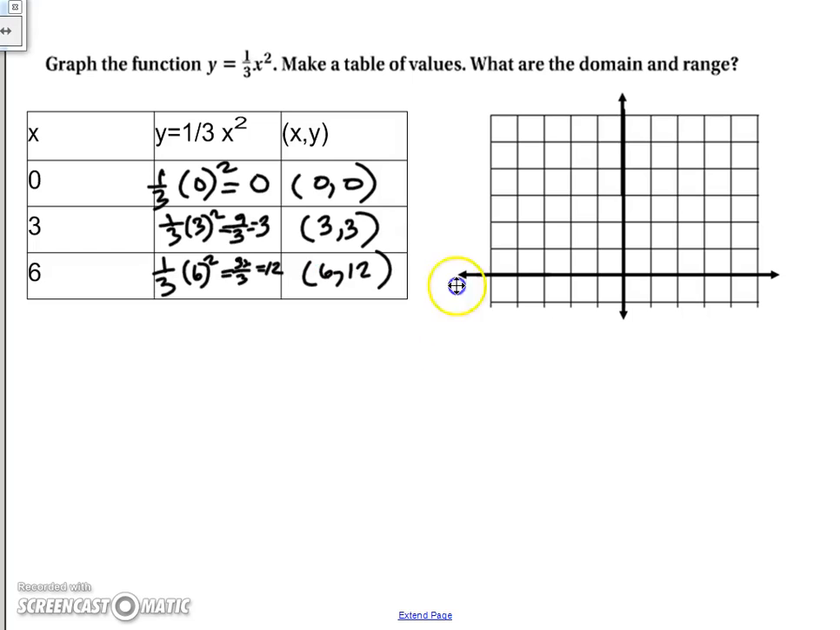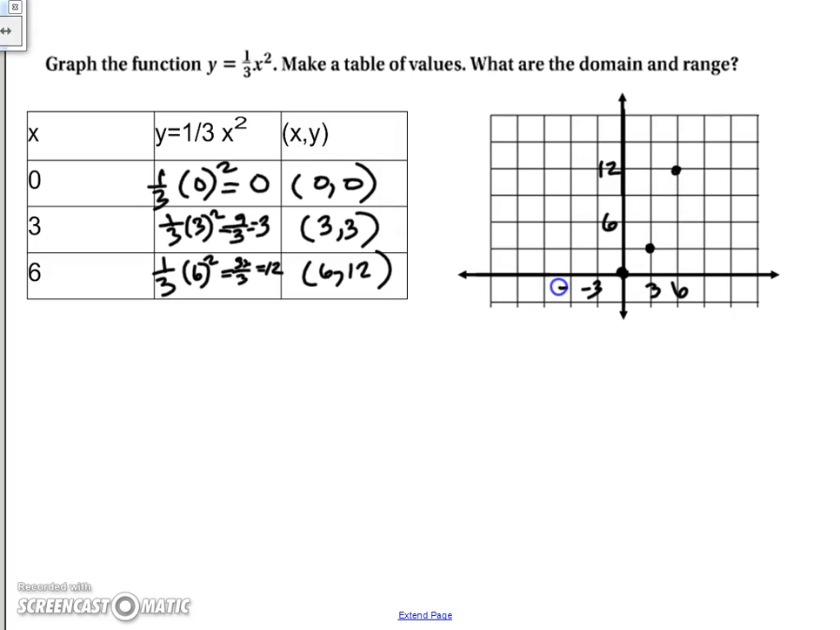So we'll go over to our graph. Again, on this one, we will count by 3s for our y value. For our x values, we will also count by 3s. So our first point that we are going to graph is (0, 0). The next one is (3, 3). And then our last one is going to be (6, 12).